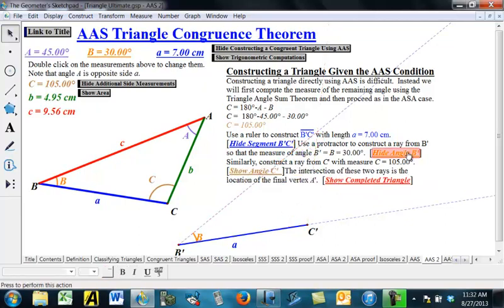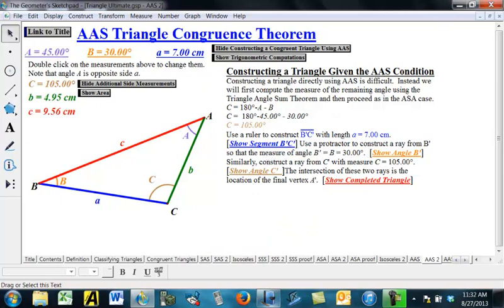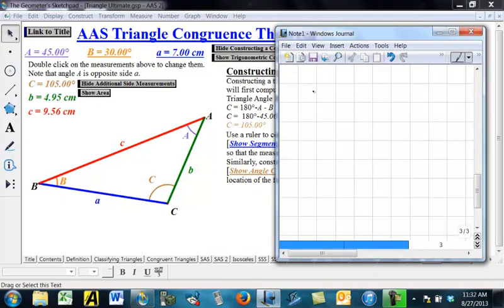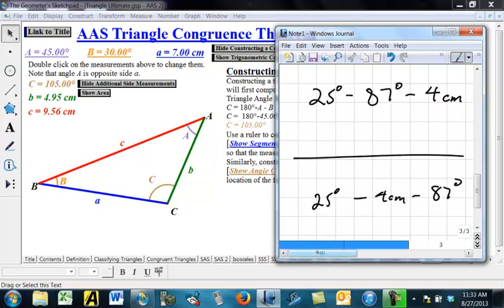Okay, so now what I want you to do is do this process yourself, and we're going to practice here. So let's draw a 25 degree, 87 degree, 4 centimeter triangle. Notice that's not the same thing as, say, a 25 degree, 4 centimeter, 87 degree triangle. These are two different things. This is the angle side situation. This is the angle side angle situation. And they're different because in this case these two here have to be opposite, whereas down here, these are in between.